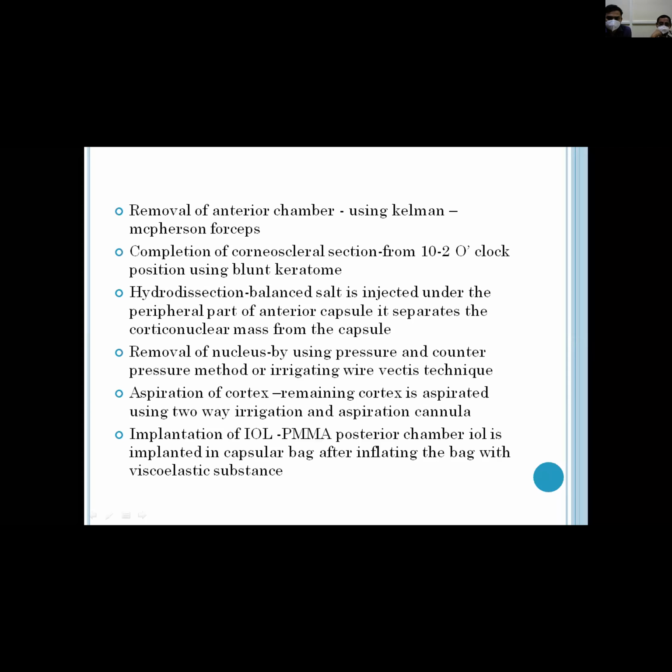Removal of nucleus by using pressure and counter pressure method or irrigating wire vectis method. In pressure and counter pressure method, pressure is applied at 12 o'clock position with corneal forceps and nucleus is expressed out at 6 o'clock position. In wire vectis method, irrigating wire vectis is passed below the nucleus, which is then lifted out.